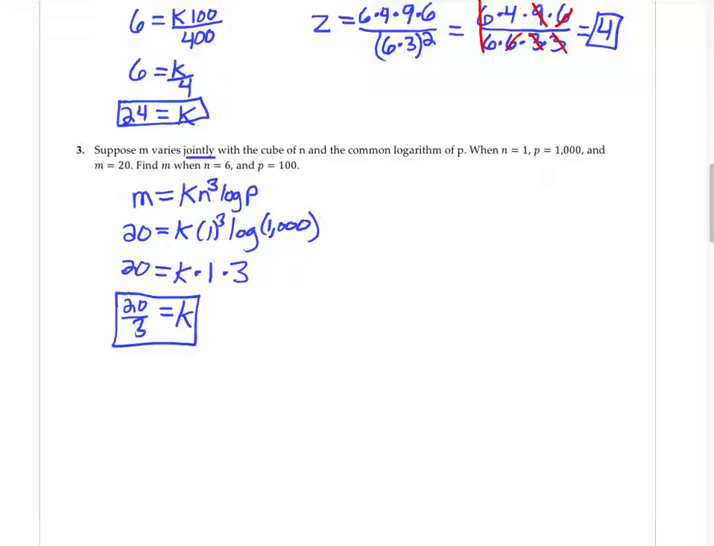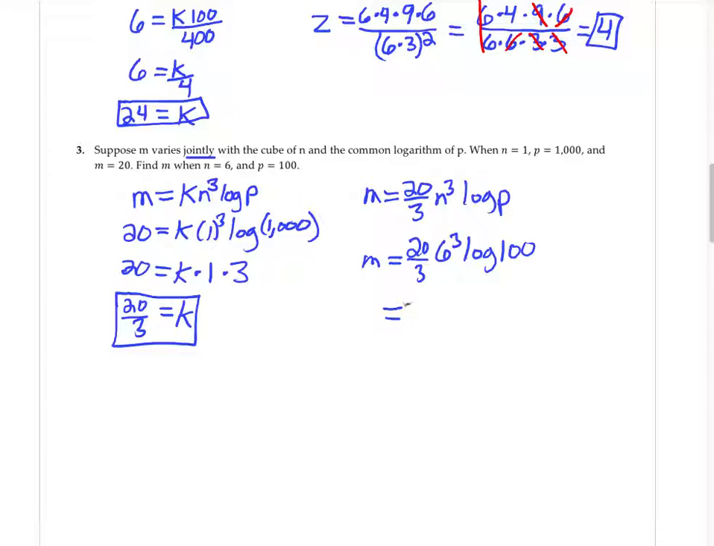I think that's fine. Okay, so step 3, I'll write down my specific equation, which is going to be k. Oh, k, what am I talking about? I just found k was 20/3. N cubed, logarithm of p, and they said n was 6, so I'll put 6 cubed. They said p was 100, so I'll put 100 right here. And I've just got to reduce this, so 20/3. And here we go.